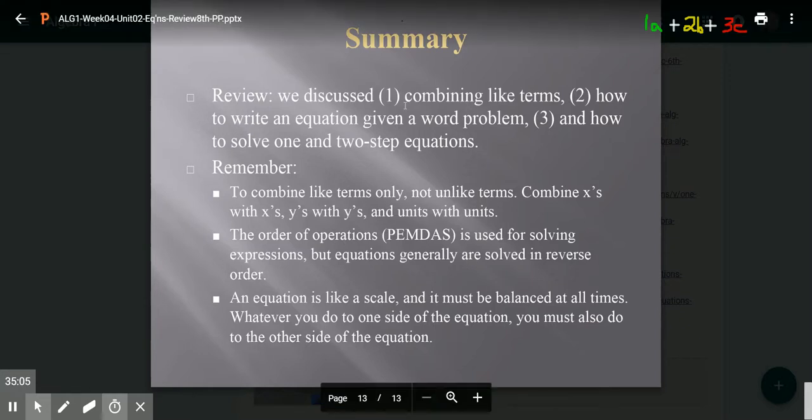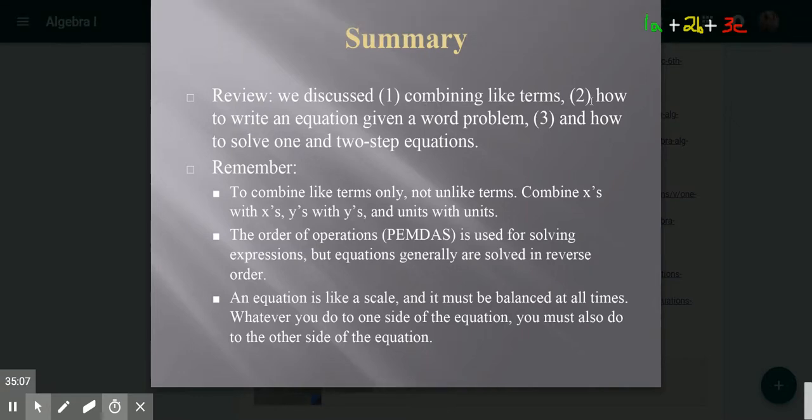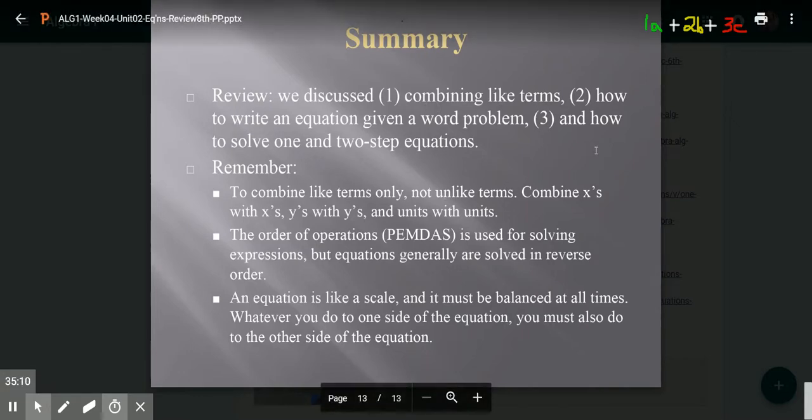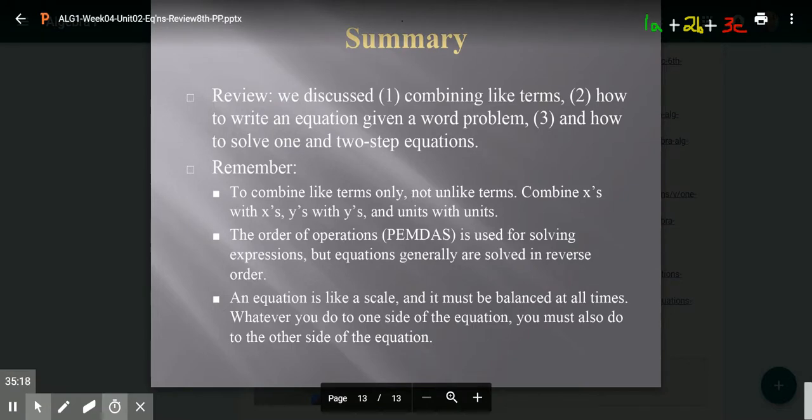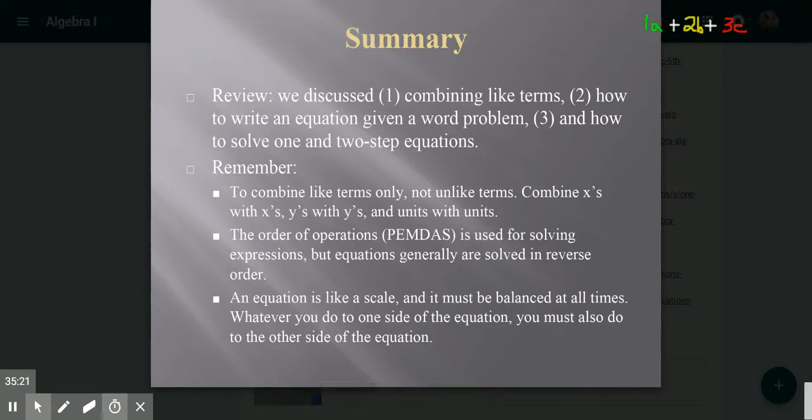So in summary, we reviewed just combining like terms, how to write an equation given a word problem, and how to solve 1 and 2-step equations. Things to remember: combine your like terms only, not your unlike terms. Okay, we don't want any abanas or any binaries. Okay, combine your x's with x's, y's with y's, m's with m's, units with units, etc. The order of operations is used for solving expressions, but equations generally are solved in reverse order. We are trying to undo operations, so we need to do the reverse.